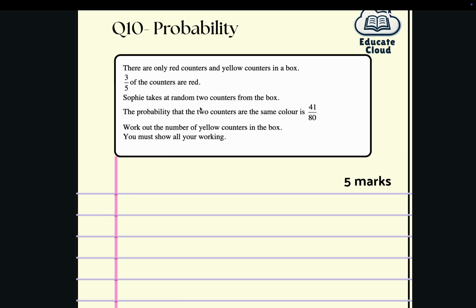So there's only red counters and yellow counters in a box. 3/5 are red. So if you take at random 2 counters from the box, the probability that the 2 counters are the same color is 41 over 80. Work out the number of yellow counters in the box.